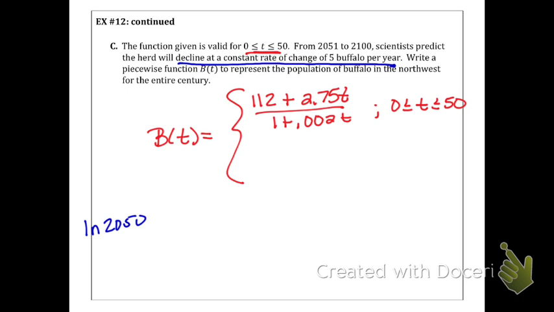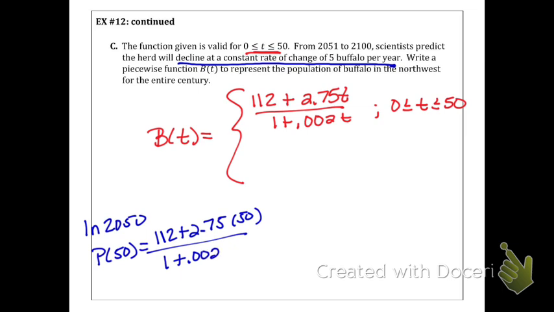So using that first equation, 112 plus 2.75 times 50 over 1 plus 0.002 times 50. And if I calculated this right, this is approximately 226.818. So that's our starting amount in 2050.